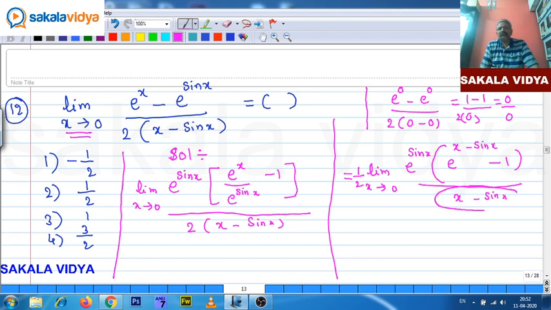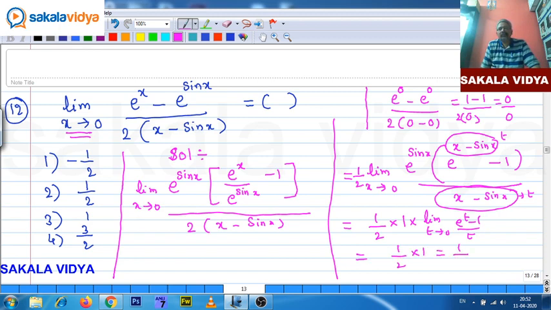Suppose you say this is t, that means e power t minus 1 by t. This is 1, e power sin 0 is 1. So half into e power sin 0, e power 0 is 1, and e power t minus 1 by t. For example, x tends to 0, then x minus sin x also tends to 0. That means you can change the limit: limit t tends to 0, e power t minus 1 by t. This is a standard result. So half into 1, the answer is 1 by 2. So the second option is the right option.